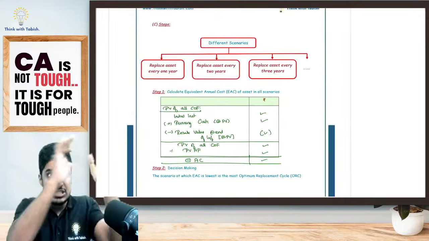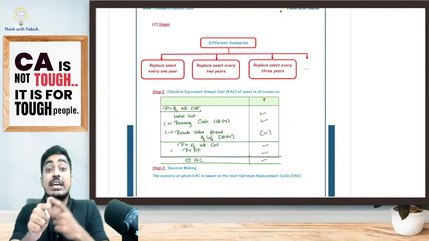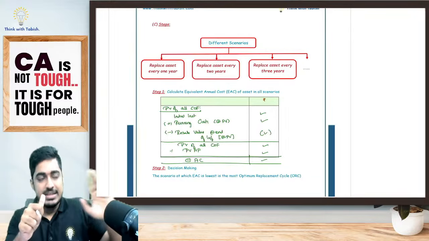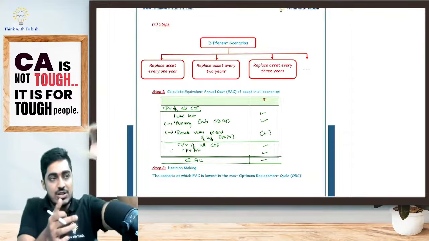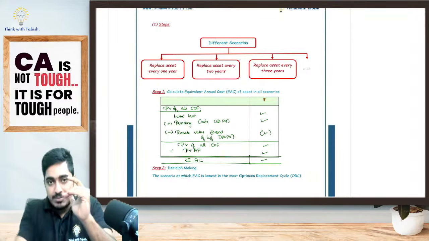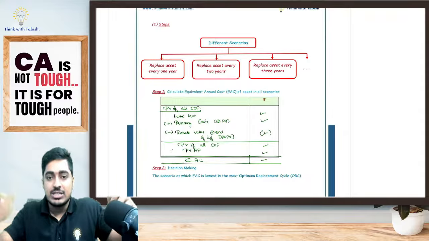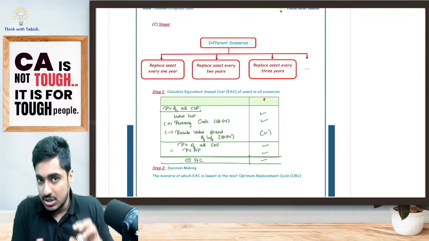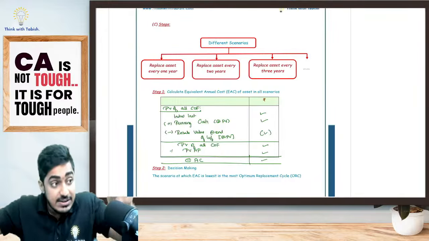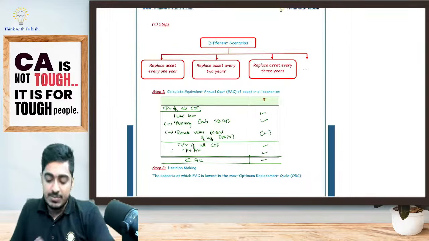In every situation, calculate equivalent annual cost. That is, first see, initial investment plus running cost present value minus scrap value or resale value present value. You will get the present value of cash outflow, divided by the present value annuity factor. You will be getting the equivalent annual cost. Once you get that in every option, see where it is minimum. That is going to be the best option.